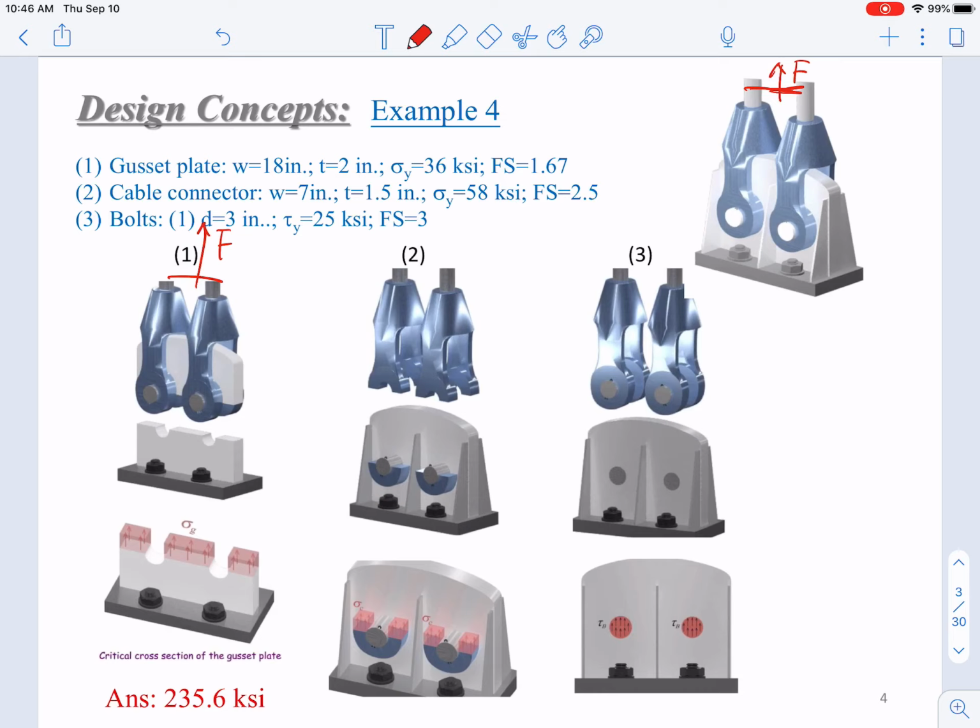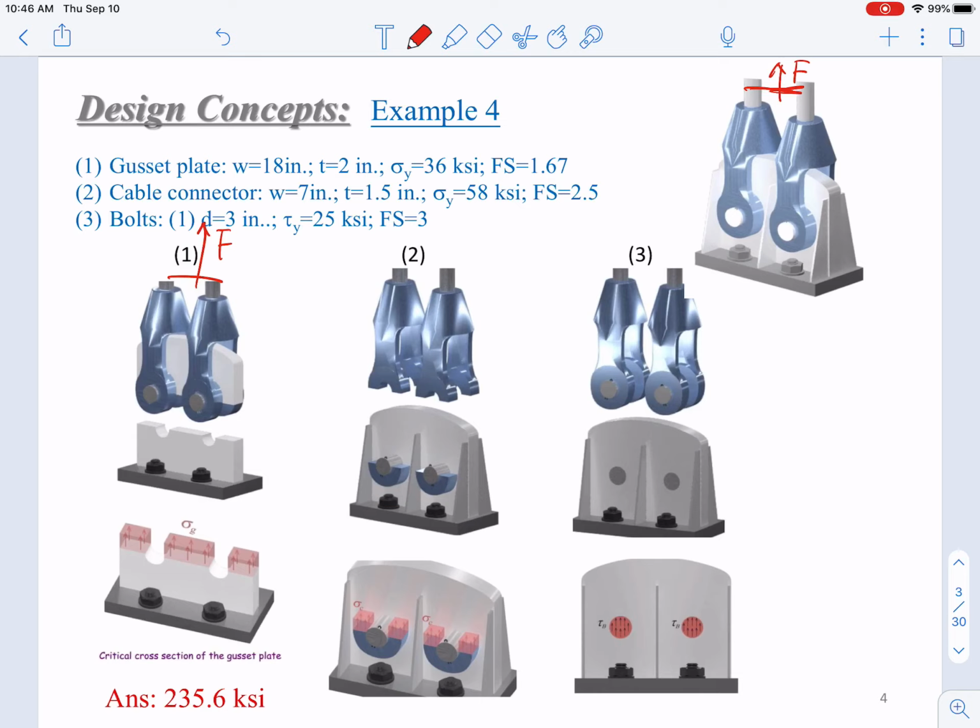We have 3 basic types of stresses: normal stress, shear stress, and bearing stress. Do we have normal stress? Do we have bearing stress? Do we have shear stress? If we have all of them, where do we have the maximum values of the stresses? Obviously, in this gusset plate, we only need to consider normal stress and bearing stress.